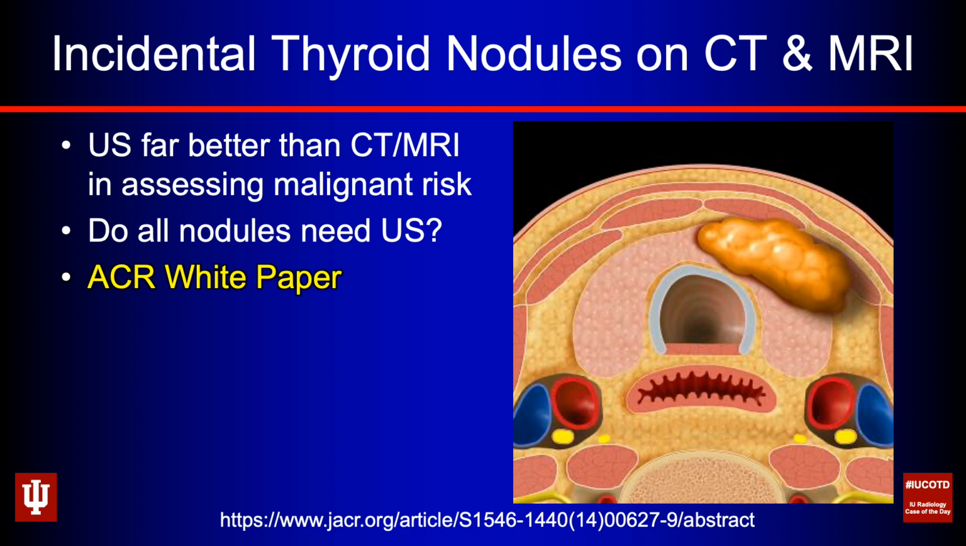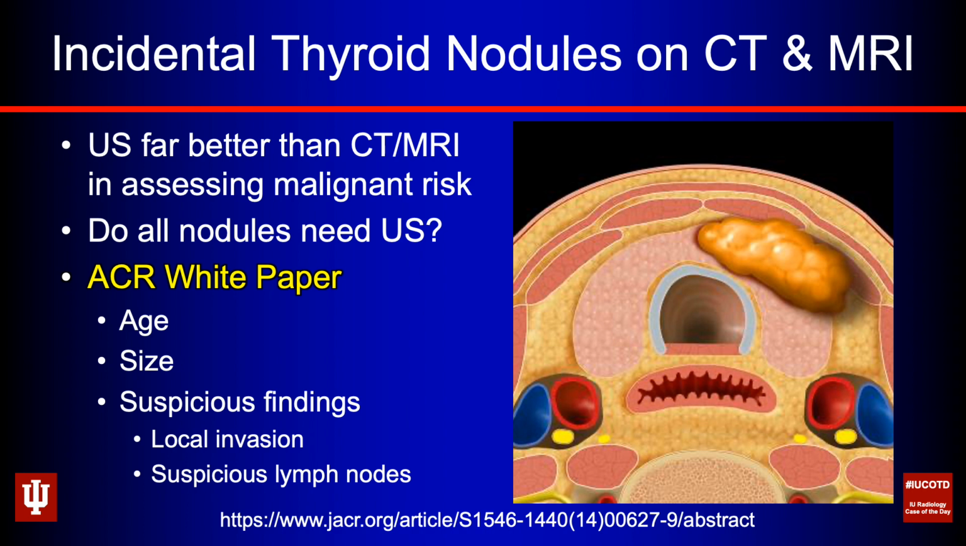There was a nice paper published by Jenny Wong and colleagues in JACR a few years back. It's the white paper on incidental thyroid nodules, really a great example of using data to dictate how we should practice. They were able to demonstrate that just by looking at a couple of variables, namely the age and the size of the nodule, as well as whether or not there were any other suspicious findings like extrathyroidal extension or suspicious lymph nodes that would have automatically made us suspicious. But looking at just the variables of age and size, you can actually quite nicely risk stratify these patients as far as who needs to get an ultrasound for incidentally discovered thyroid nodules on CT and MRI.